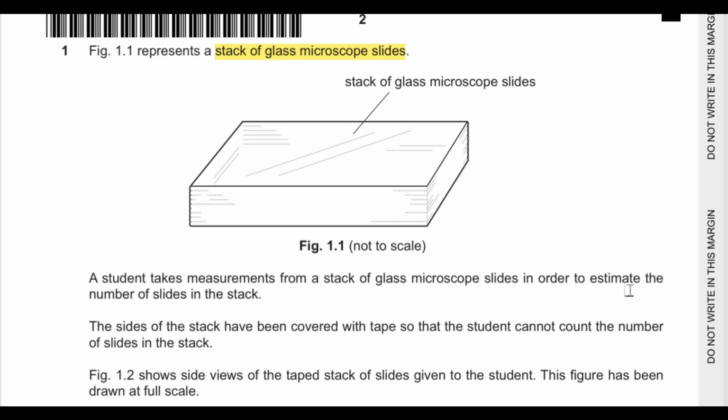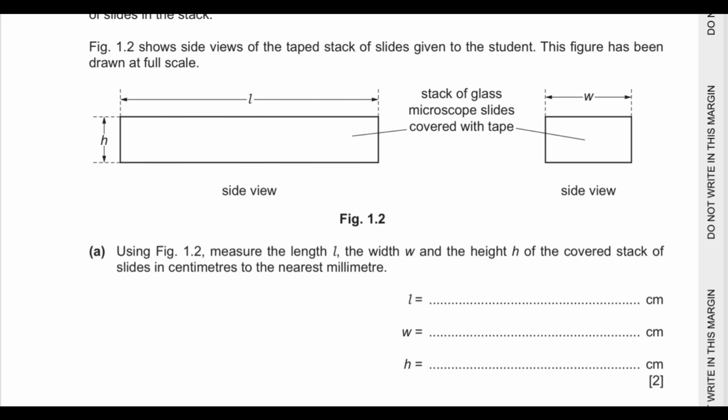A student takes measurements from a stack of glass microscope slides in order to estimate the number of slides in a stack. The slides of the stack have been covered with tape so that the student cannot count the number of slides in a stack. Figure 1.2 shows a side view. Here we have length, height and width.